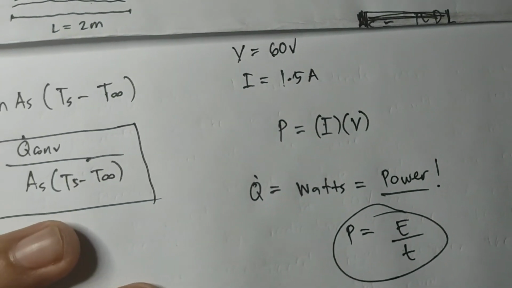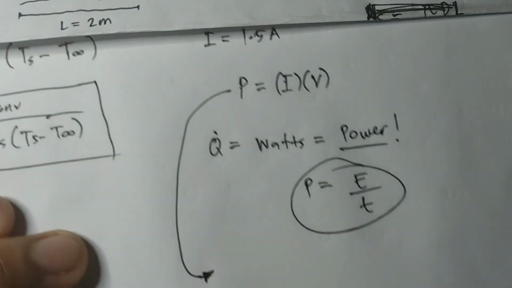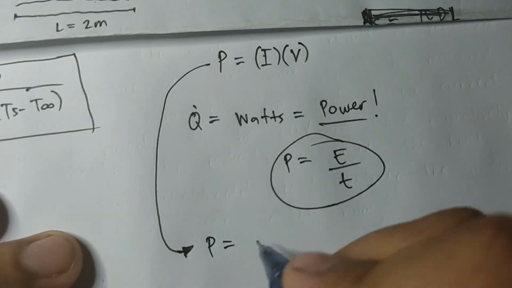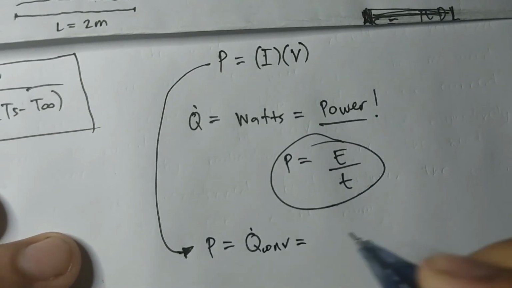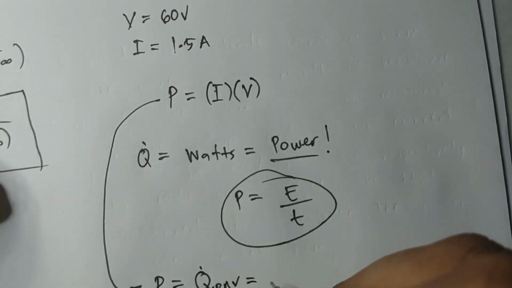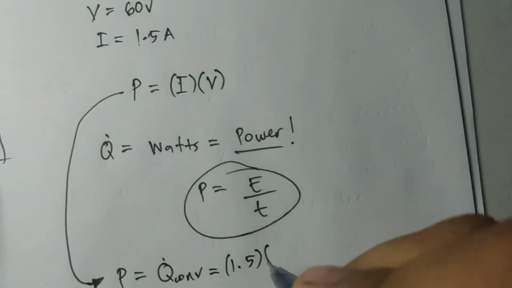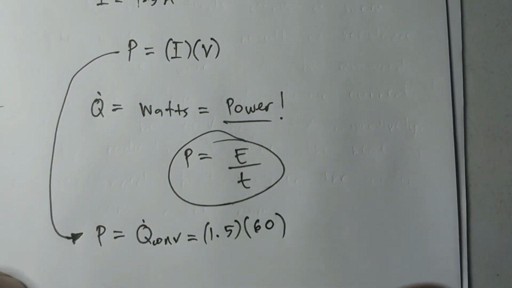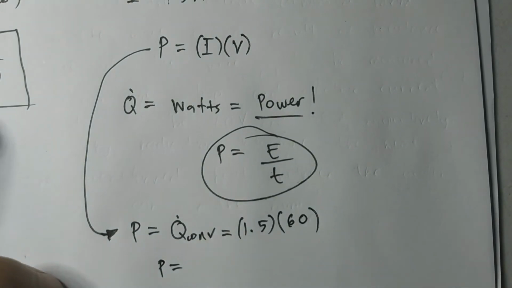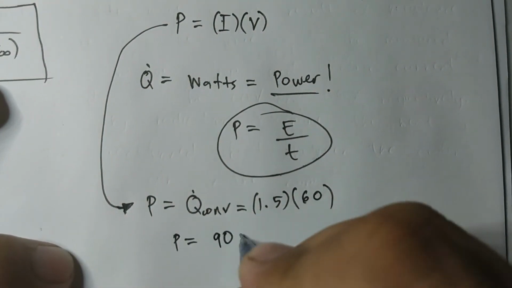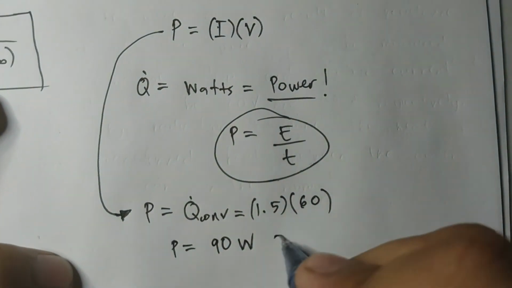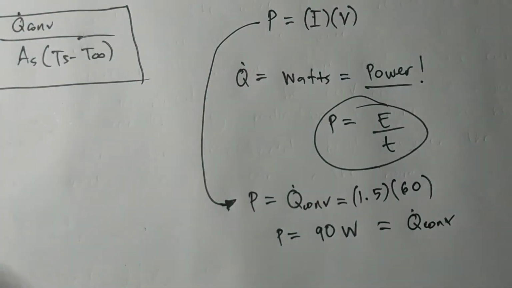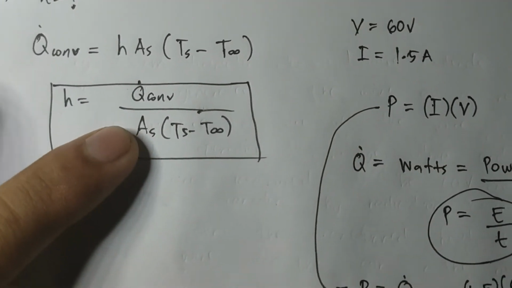Kaya, kung magkamap ka sa value ng heat of convection, makuha mo yung value niya. So, P is equals to heat of convection. You have 1.5 amperes na minultiply sa 60 volts. Makakuha mo dyan ay 90 watts. So, automatically, ito na yung gagamitin mong heat of convection. So, balikan na dito. Ngayon, may isa ka pang problema.